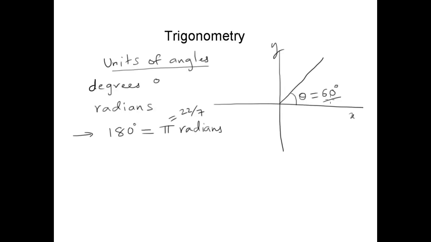Let's see how much 60 degrees means. If 180 degrees is pi radians, how much would 60 be? It would be 60 degrees times pi over 180, right? Since 60 times 3 is 180, 60 degrees means pi by 3 radians, right? Okay, now let's do some practice questions on the quadrants and angles or angle conversion.